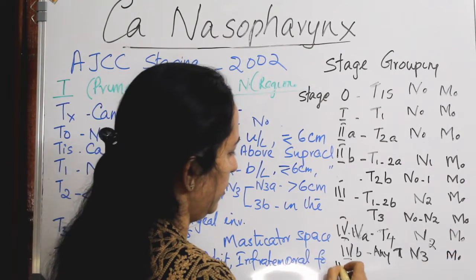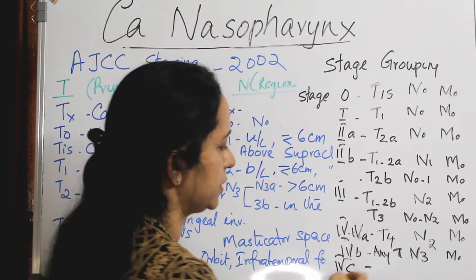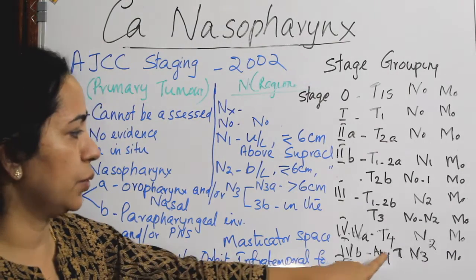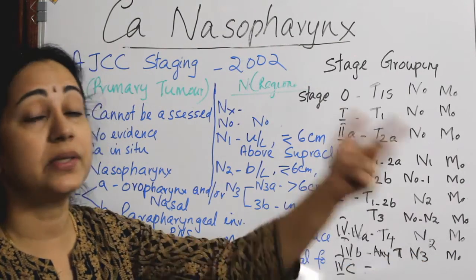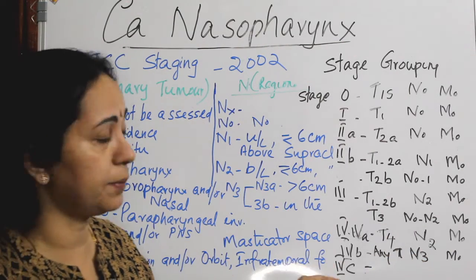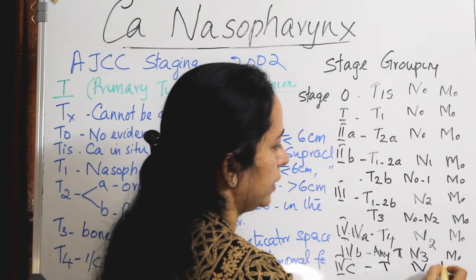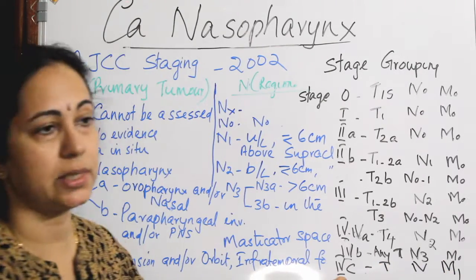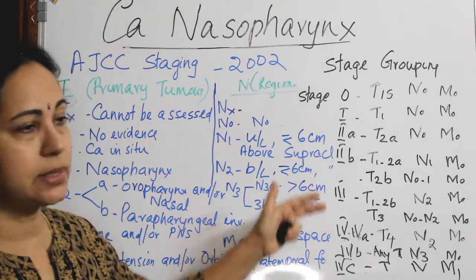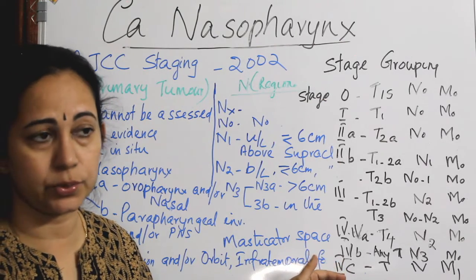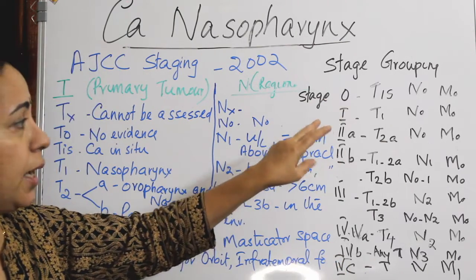And 4C, what is 4C? So any T, any N with distant metastasis becomes 4C. So any T, any N with a distant metastasis is stage 4C. So this is the stage grouping of CA nasopharynx. This is very important.